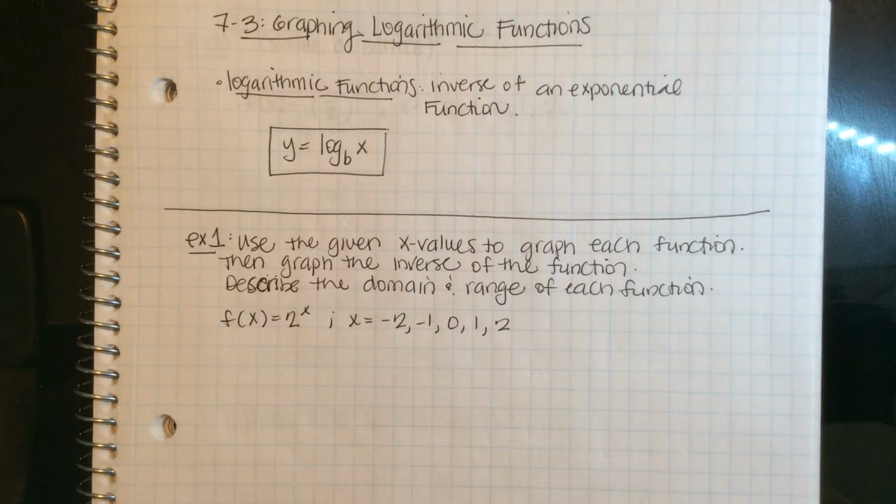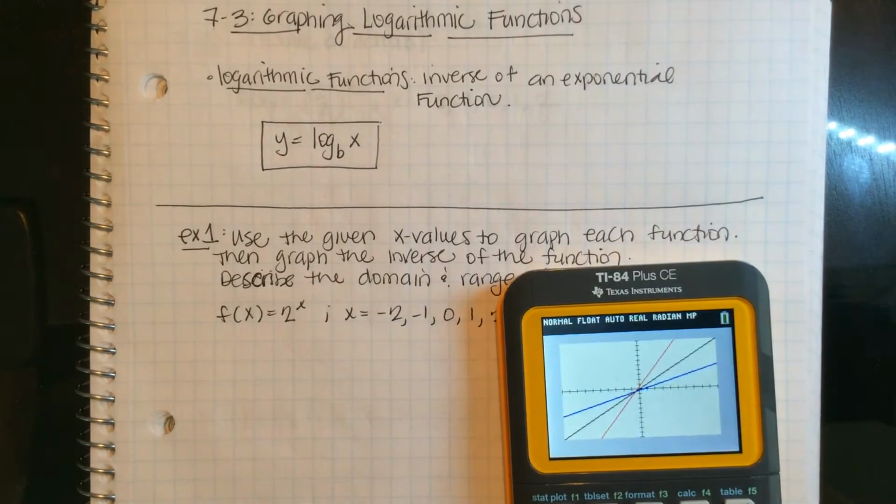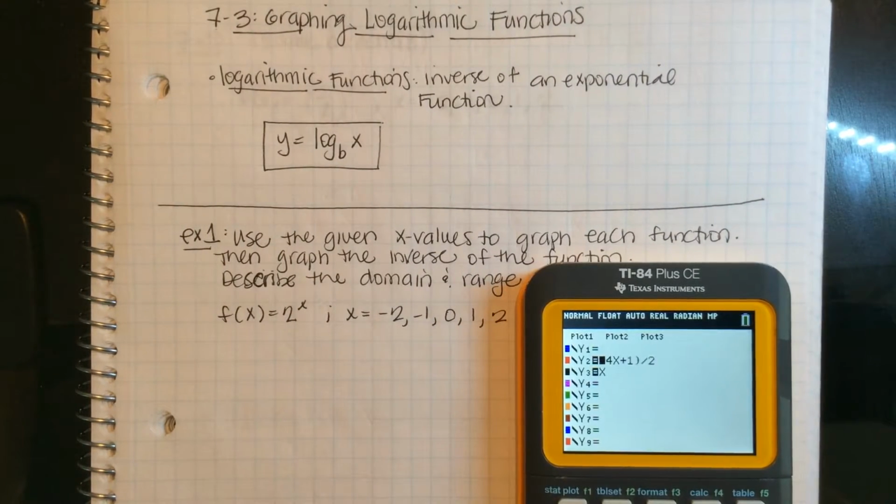So example 1 is asking us to use the given x values to graph each function. Then graph the inverse of the function. Describe the domain and range of each. So we've done this previously in 7.2, but now instead of giving us points, they're giving us a function.